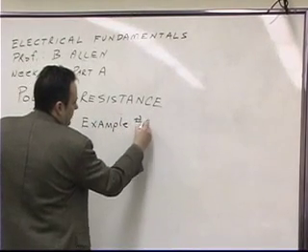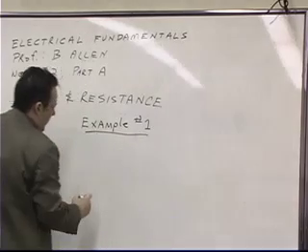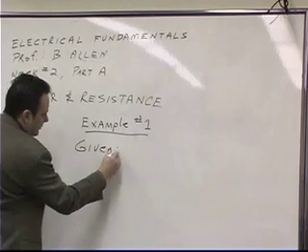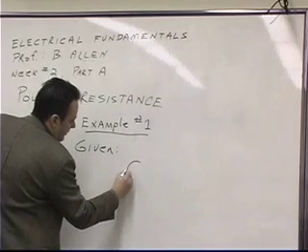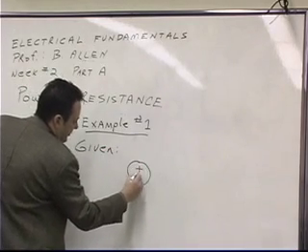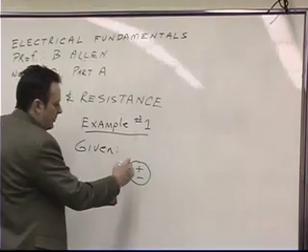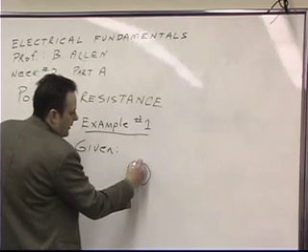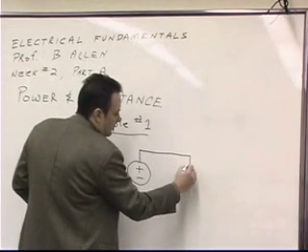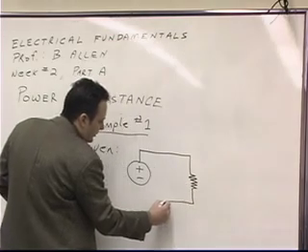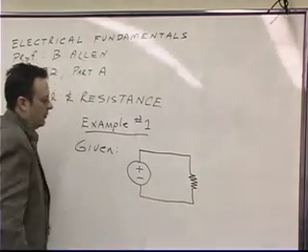example number 1, this is what we're going to be given. We're given a circuit that consists of a DC battery. Polarity is positive on the top, negative on the bottom, obviously. And that battery is connected to a load, and that load is shown as a resistor on the board.